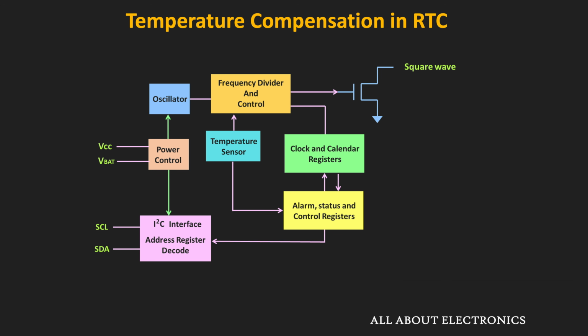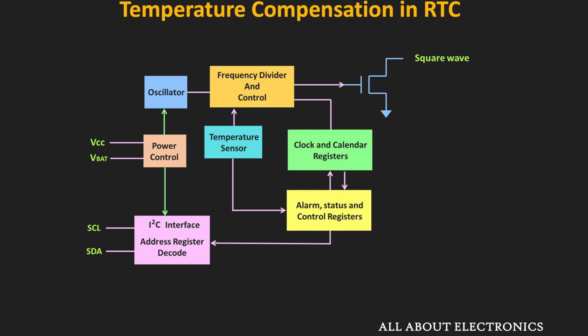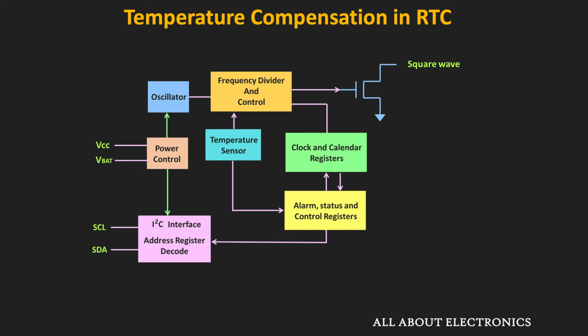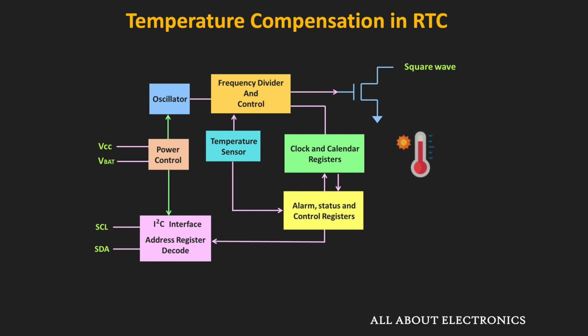So we can use this data to correct either the crystal frequency or the error in the timing. So this frequency divider block is basically a frequency divider and the control block, where we also have this additional control logic for the temperature compensation. As the temperature of the RTC goes above or below the calibrated temperature, the reading of this temperature sensor is stored in the internal register of the RTC.